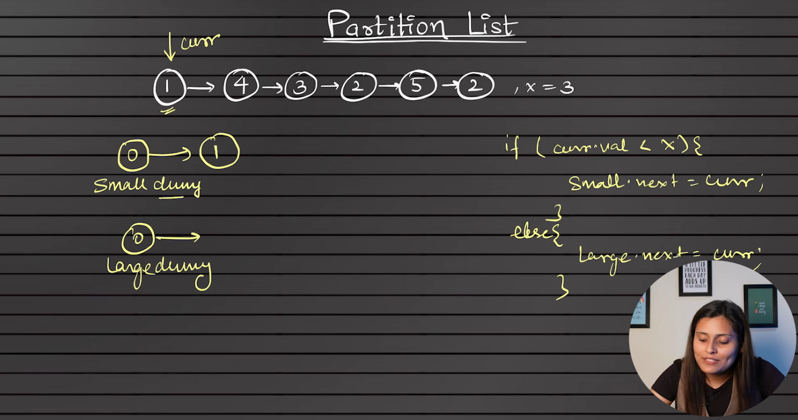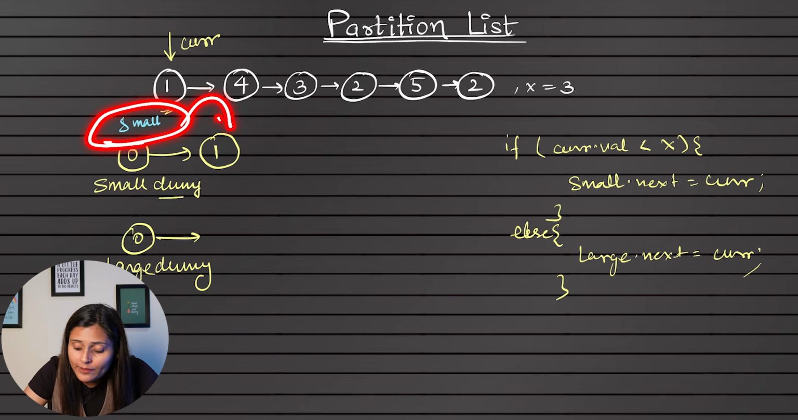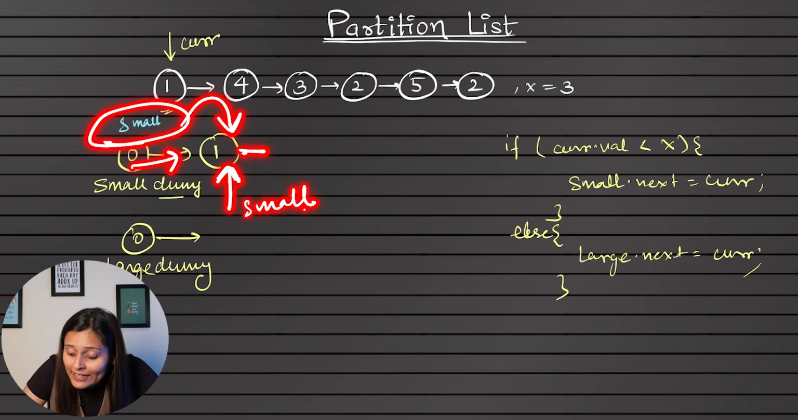But here what is this? Here current is less, okay, connect. Now after connecting, don't you think small is here, right? So we have to move this small ahead, correct? Once connected, this should now be the small, so that next time you will add to its next, correct?